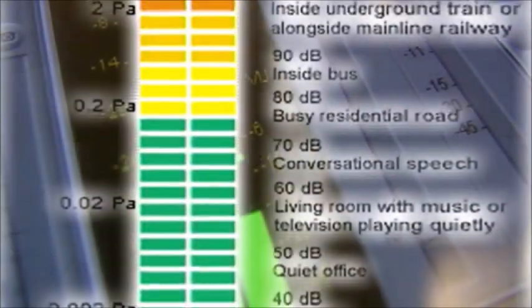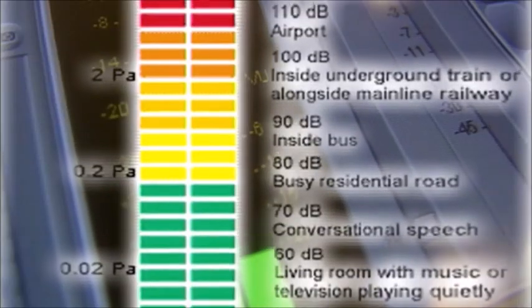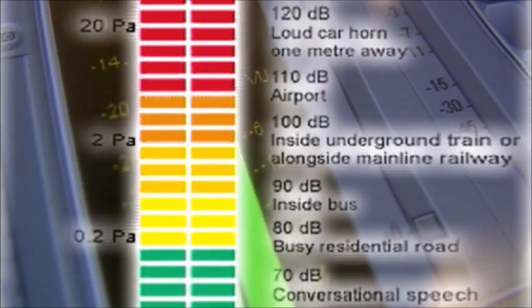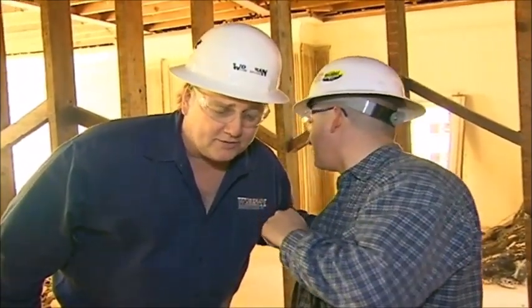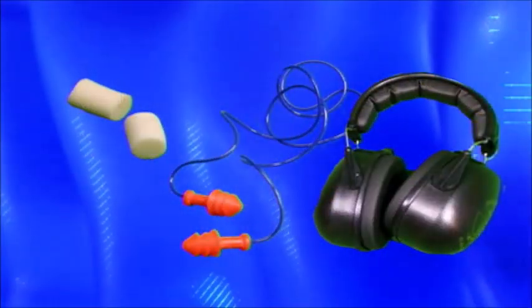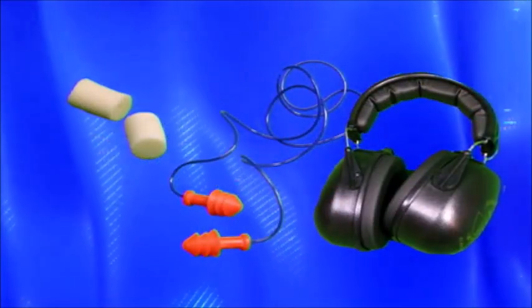OSHA requires hearing protection if employees are exposed to 85 decibels or greater. If you cannot hear a fellow employee in an area without shouting, then you probably need to be wearing hearing protection in that area. Earmuffs, earplugs, and canal caps are some examples of hearing protection.